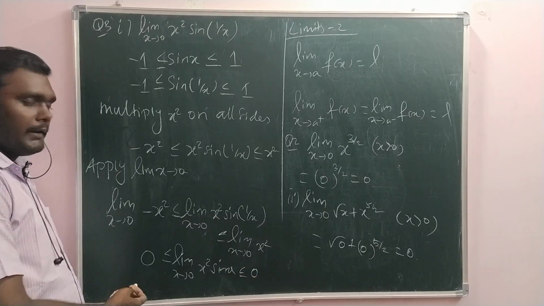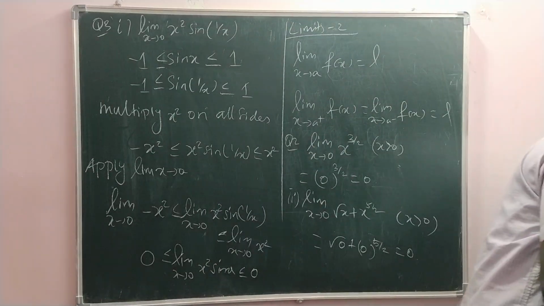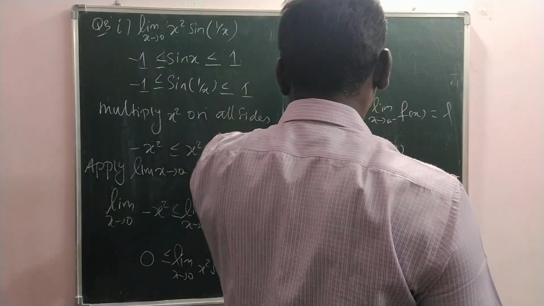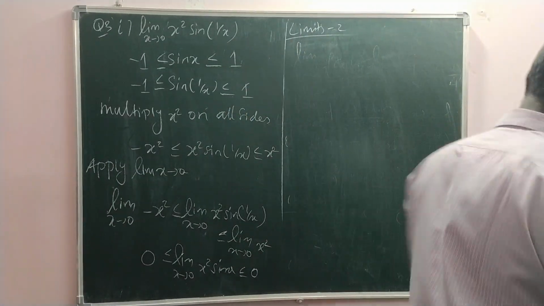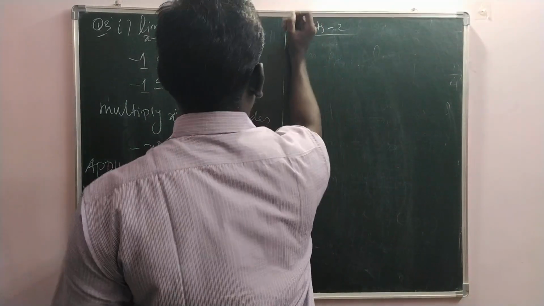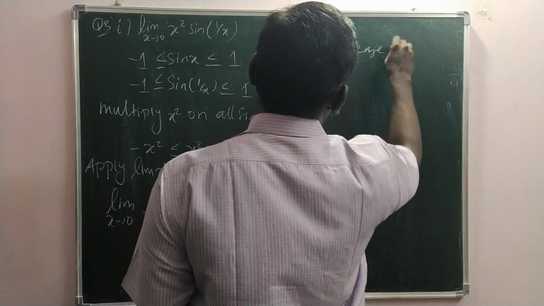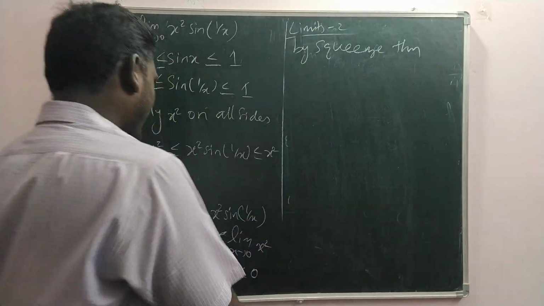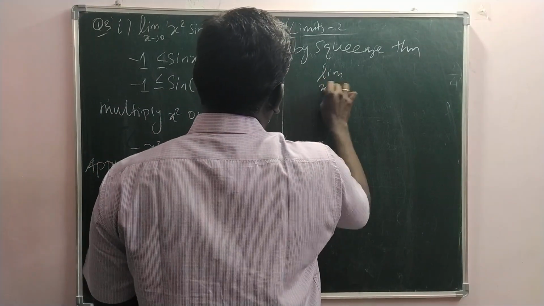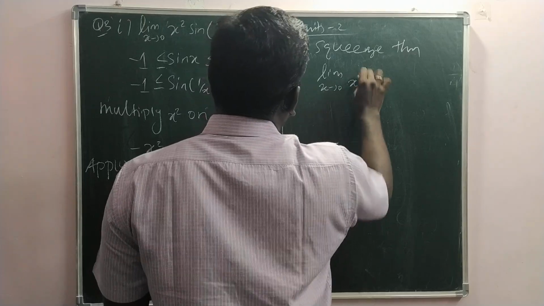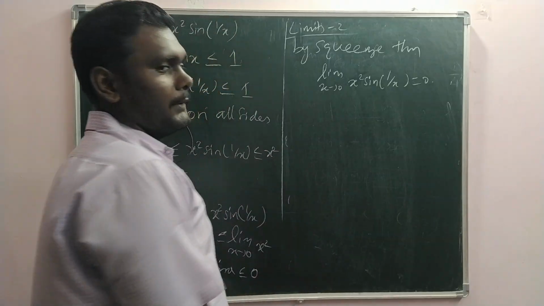So a value is greater than or equal to 0 and less than or equal to 0, then that must be what? Equal to 0. The theorem is called the squeeze theorem. Sandwich theorem you have seen, right? Like this is the squeeze theorem. This is squeezed between 0, right? So limit x tends to 0, this x square sine of 1 by x will be equal to 0.